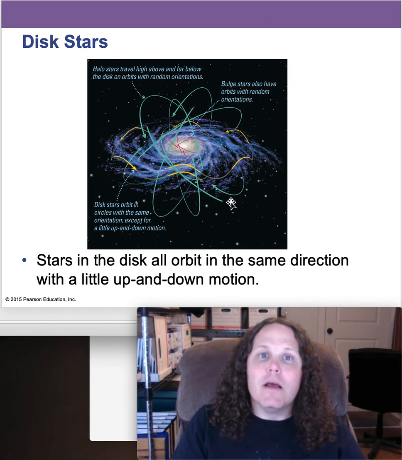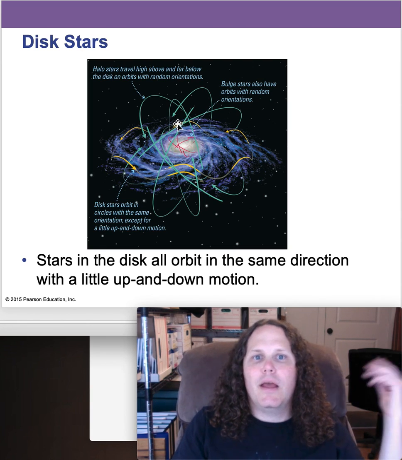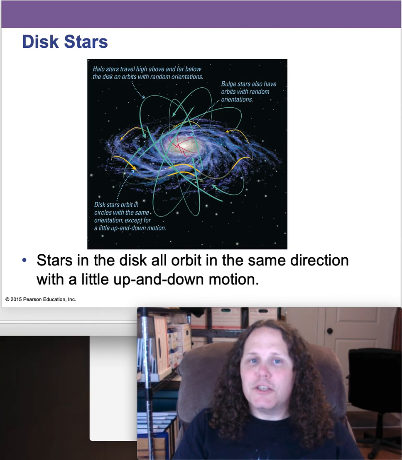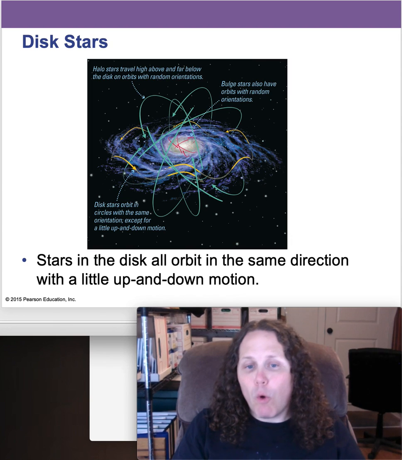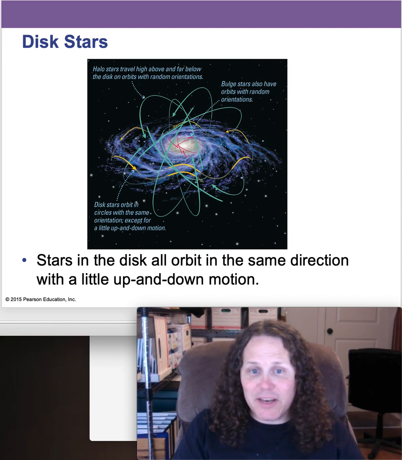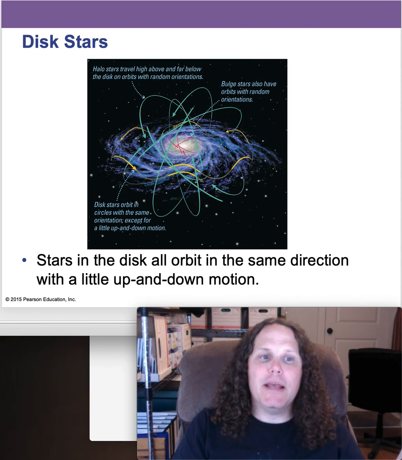So then gravity pulls the star back up, and it goes right up again through the disk. Now it's above the disk, being pulled downward, then below it being pulled upward, and so on, down, up, down, up, and so on. So the disk stars, including our sun, bob up and down as they orbit because they're being pulled back to the disk, always back to the disk, by the gravity of the stars in the disk.